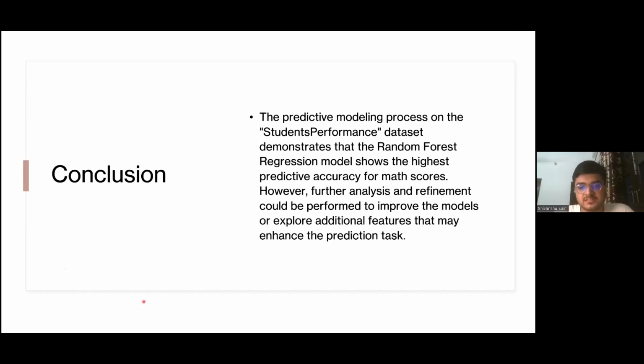Conclusion: Predictive modeling on the student performance dataset demonstrates that the random forest regression model achieves the highest predictive accuracy for the math score. However, further analysis and refinement can be performed to improve it, or explore additional features that may enhance the prediction task.